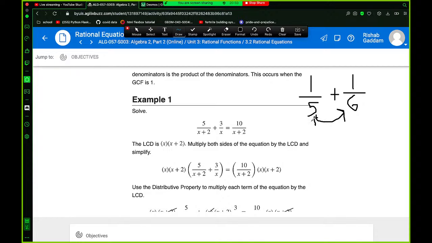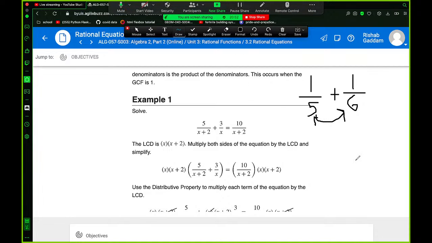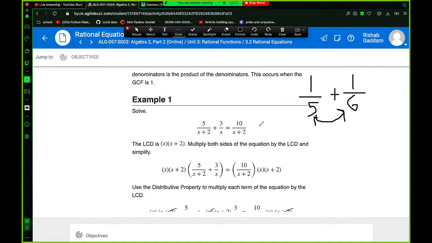So for the least common denominator, you find the factors that are the same, and multiply the factors that are not the same to each other. So basically you have to do 5 times 6 in this case. So we have to multiply this equation by 30 over 30.